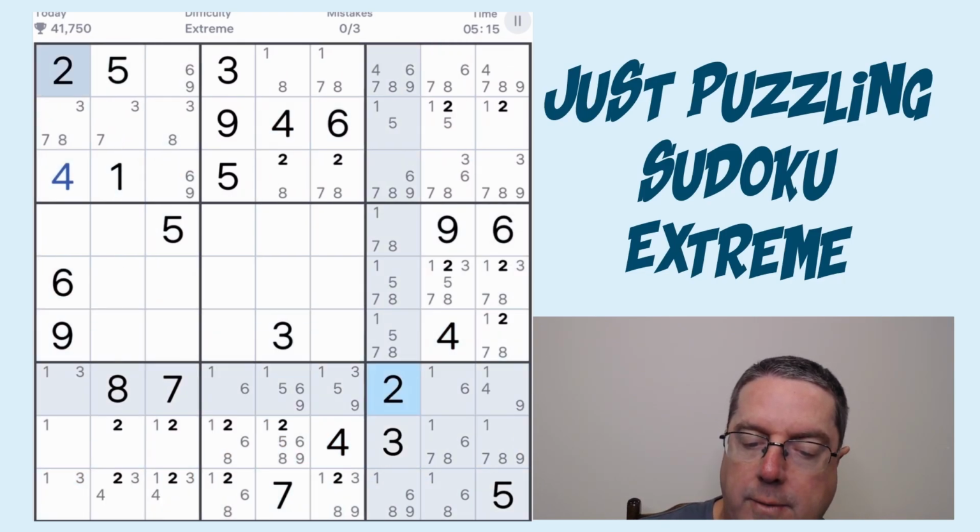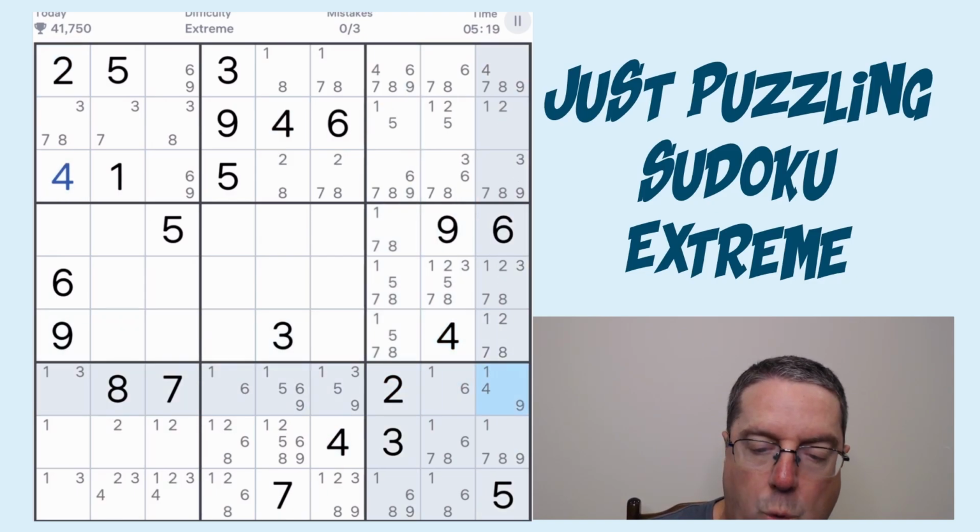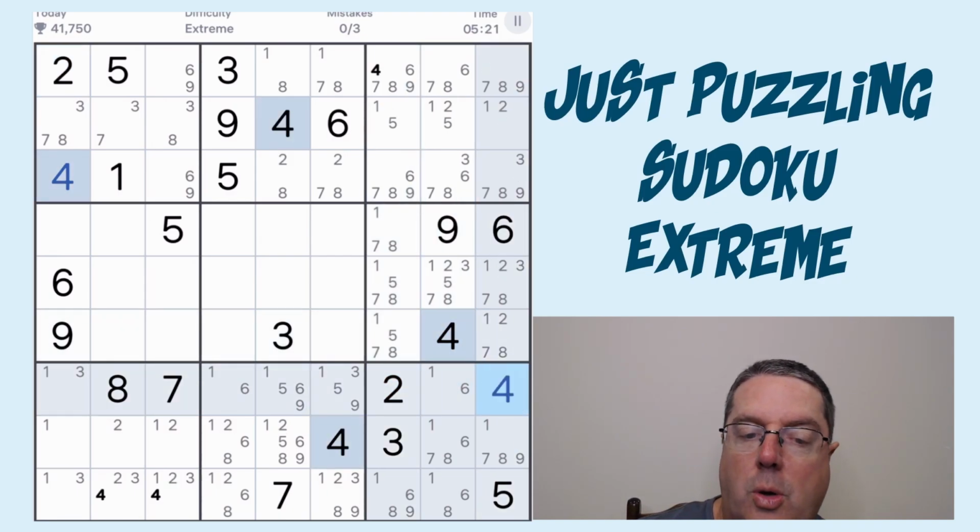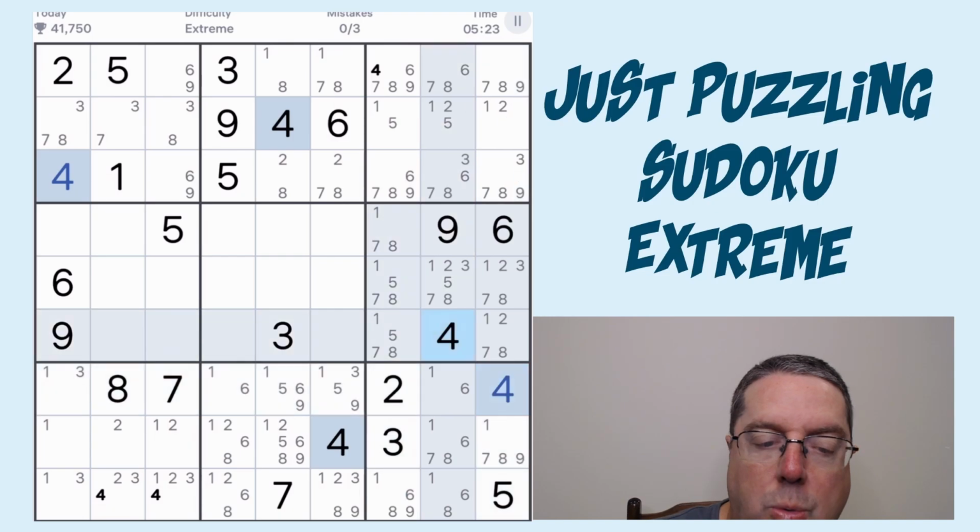That can leave that row there. It can't be a 4 because it's already a number. Can't be a 4 because of that. So that is actually a 4 there. What we've also got is because of that, we've got 1, 2, 3, 4.